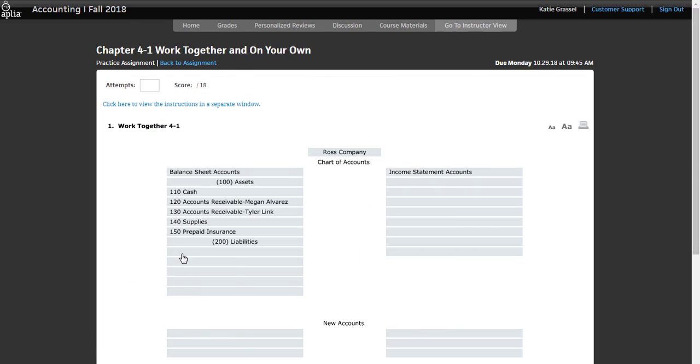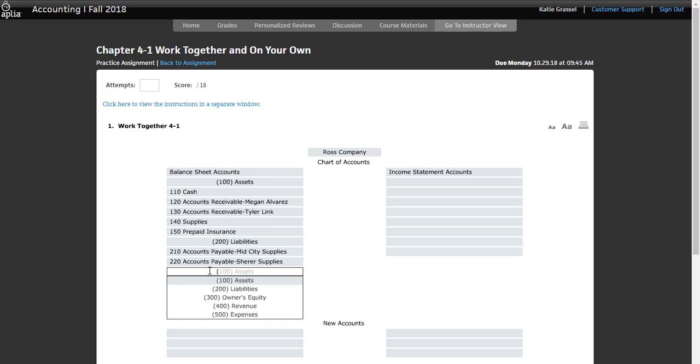Mid-City. So my first account number is going to be 210, and that's going to be Mid-City Supplies. And then I'm going to do 220, and that is going to be Sure Supplies. Any other liabilities? Nope. All of my liabilities are done.